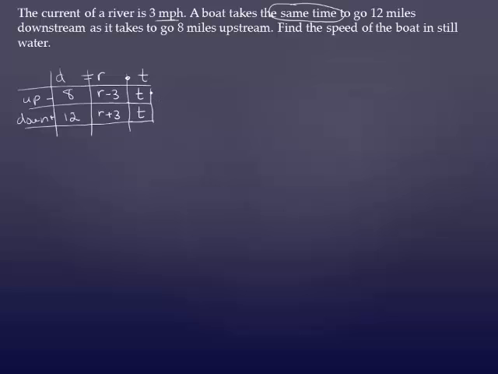So for the upstream formula, I'll have distance, which is 8, is equal to (r minus 3) times t. And here I'll have 12 as my distance is (r plus 3) times t. And I need to solve each of those for t, because t is the same in each example.